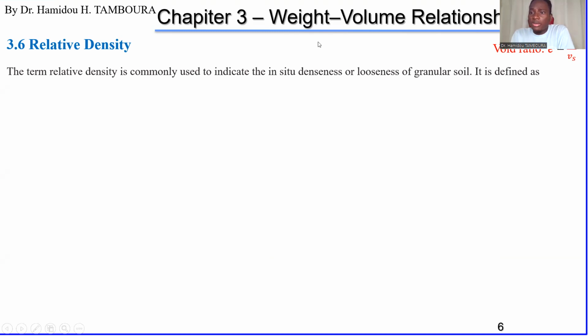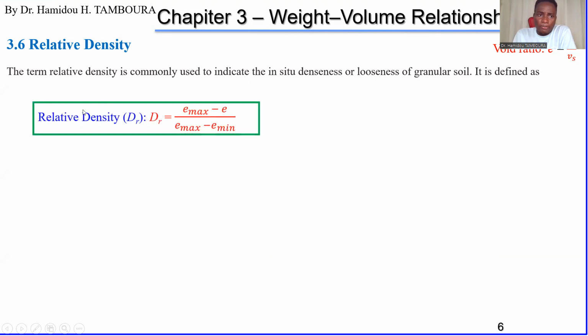So how do we define relative density? It's very simple. Relative density is defined by this formula. Do you remember void ratio? We talked about void ratio in the previous video. If you haven't seen it yet, I recommend you go and watch the previous video before continuing with this one. But if you already know the definition of void ratio, it's okay.